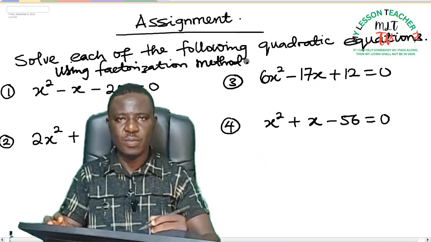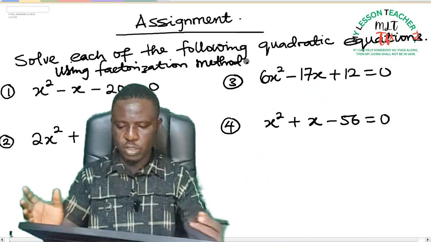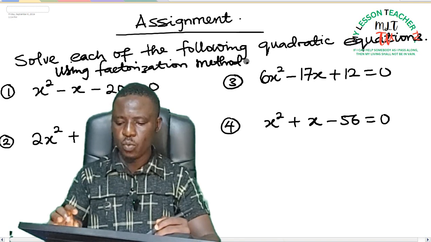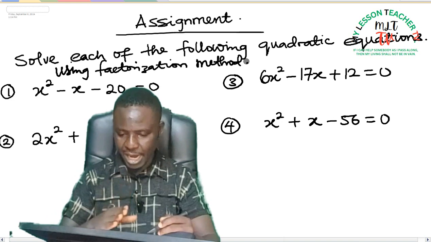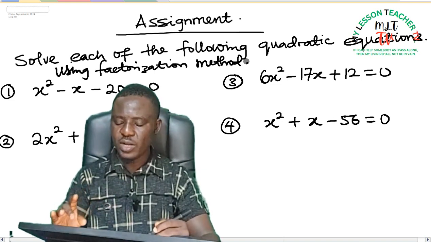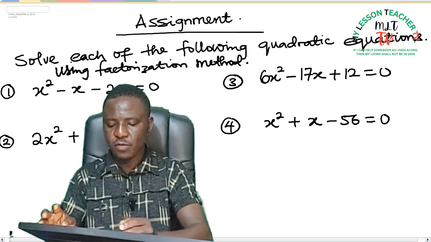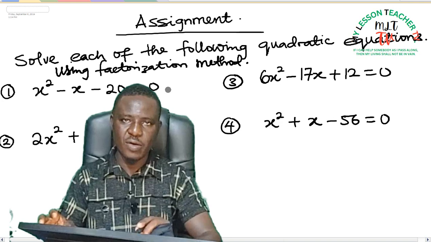Let me have your answers in the comment section for 1, 2, 3, and 4. Follow the steps which I have taken, and I assure you, you will get your answers correctly. For you to know if your answer is right, even before putting it online, whatever you get as your value of x, substitute it back into the equation. Will it make what you have on the left-hand side equal to 0? If yes, it means we are right.